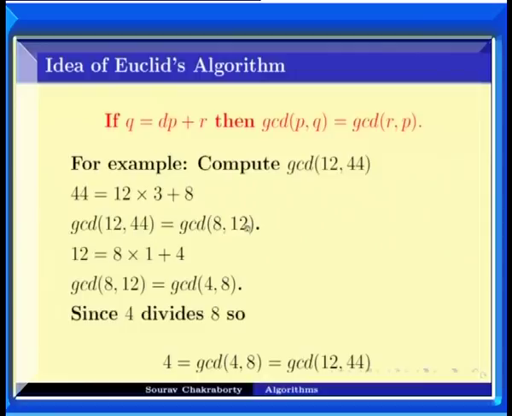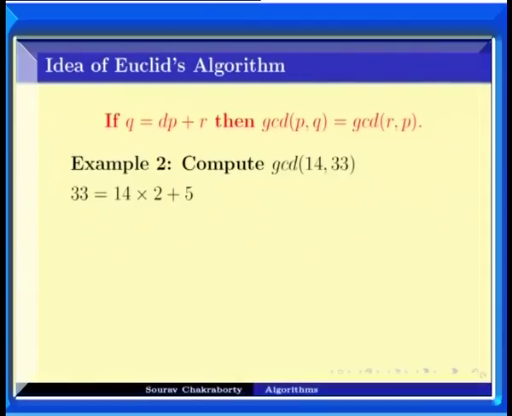Notice the big improvement that has been happening is, to find the GCD of 12 and 44, we went down from 12 and 44 to 8 and 12, a reduction in the input, and from 8 and 12 we went down to 4 and 8, again a reduction in the input. In some sense, at every step we are reducing our input or input size, whatever you want to call it.